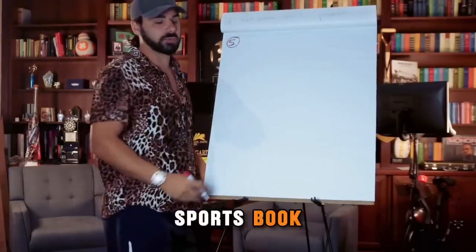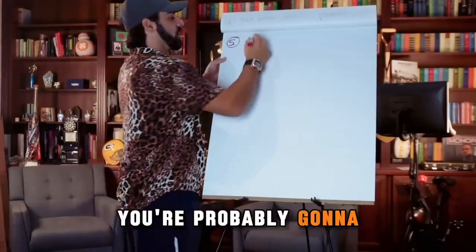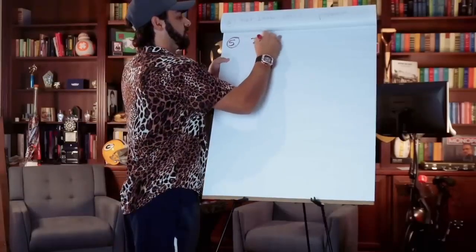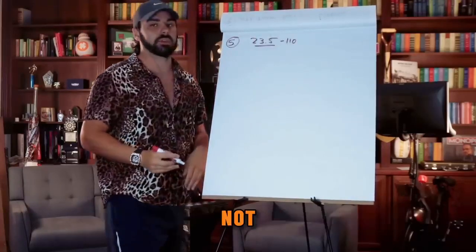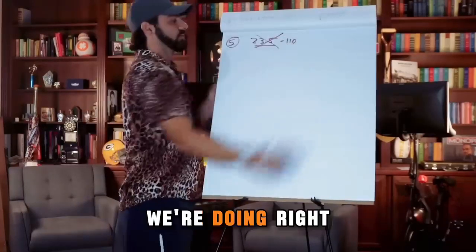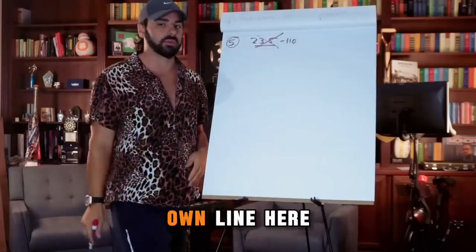So when you look into your sportsbook and you look at the first half total, you're probably going to see something like this. It's probably going to say your over-under is going to be looking like 23.5 or whatnot. Obviously, not what we're doing, right? We're making our own line here.